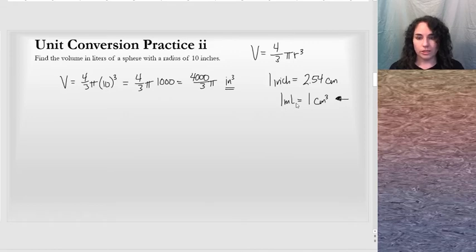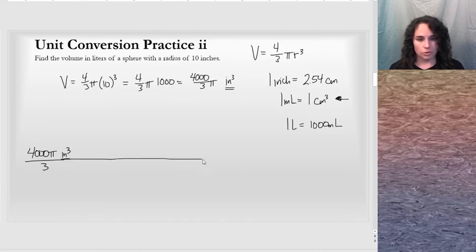A milliliter is 1 centimeter cubed. So if we get from inches to centimeters, we can get from centimeters to milliliters, and then I'm going to note that 1 liter is 1,000 milliliters, right? So I wrote out my conversion factors here. I have my number, and so I'm going to do conversion with the ladder method. So I'm going to write 4,000 pi divided by 3, and this is inches cubed. And I'm going to put this across here.